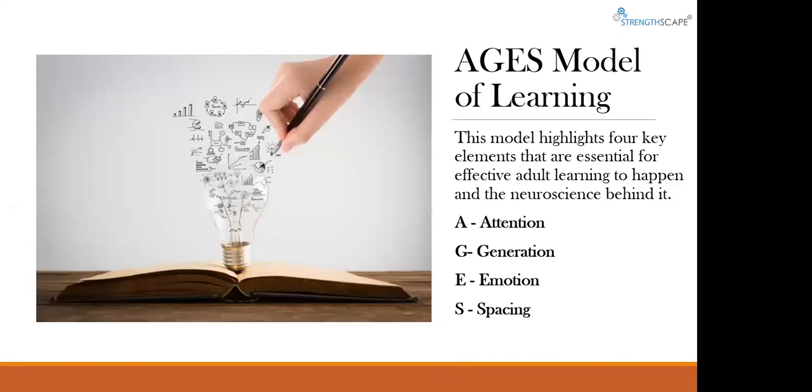And the final part of the AGES model is spacing. And essentially what we mean by spacing is that if you want learners to learn something and remember it for a longer time, you have to really space out your learning. And this again particularly holds true for the adult learners. So what neuroscience also tells us is that the human brain is designed to forget a lot of things, particularly the irrelevant things. So a German psychologist, his name was Hermann Ebbinghaus, he came up with a theory called the forgetting curve.